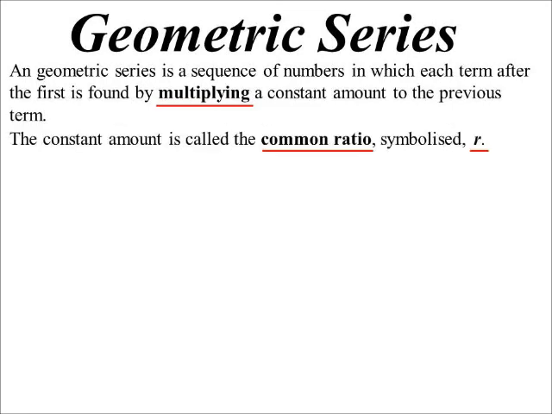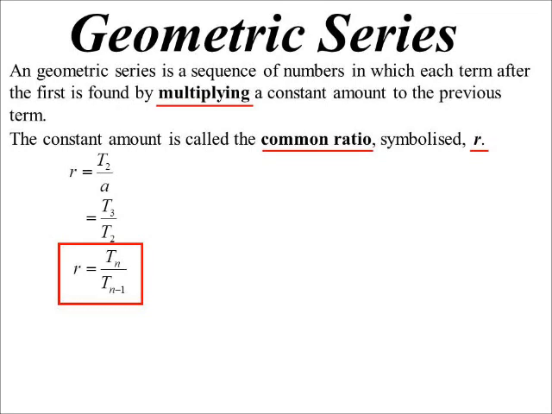And that constant amount we call a ratio, the common ratio, and so we use the symbol r, the pirate letter. So in this case, if I wanted to work out the ratio, yes, I could get the second term divided by the first term. I could get the third term divided by the second term. In fact, I could get any term divided by the one before. It'll tell me the ratio.